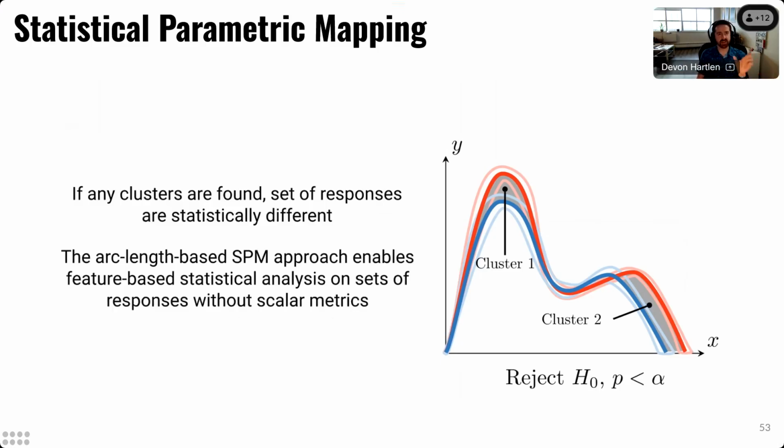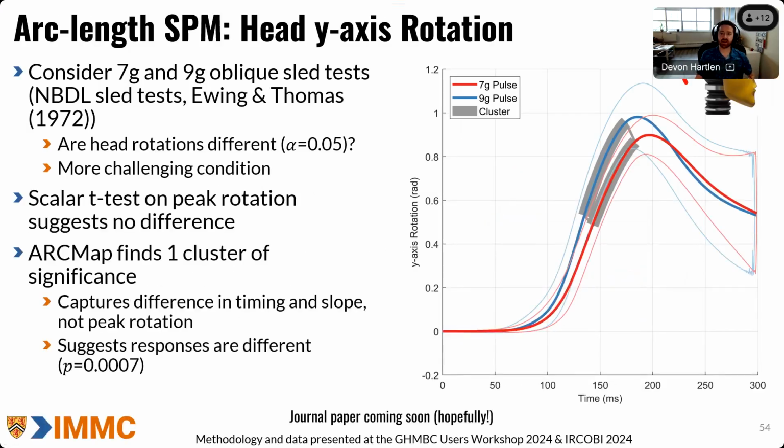And we're going to go back to that 7 and 9G data case I showed previously. And again, this is from an oblique sled test from the NBDL dataset. And this is y-axis head rotation, or nodding of the head. And the question we ask is, are head rotations different for a significance of 0.05?